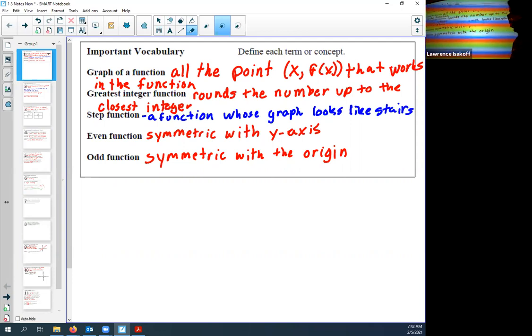And that takes us to the next definition. Even functions are symmetric with the y-axis. Odd functions are symmetric with the origin. And that goes to their power. So an even function would be x squared. X cubed is an odd function. It matches the symmetry we're talking about.